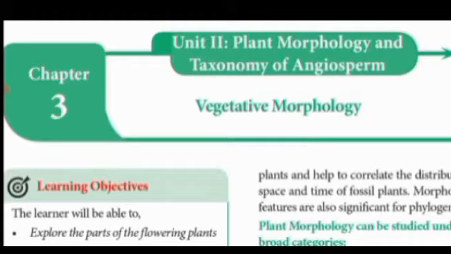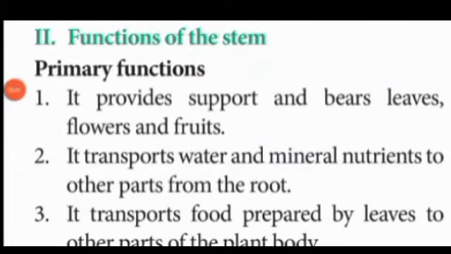The shoot system is present above the soil. It bears the stem, leaves, flowers and fruits. Functions of the stem: primary function and secondary function. Like the root system, the stem also performs primary and secondary functions. Some of the primary functions of the stem are: it provides support and bears leaves, flowers and fruits.